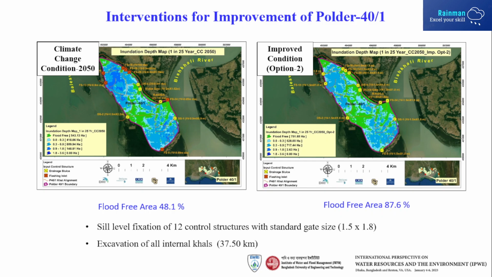And for Polder 40/1, the flood-free area is 7.6%. It is actually in option 2 that we achieve this percentage, with the sea level fixation of 12 control structures with standard grade size, and excavation of all internal khals, like 37.5 kilometers of khals need to be excavated.